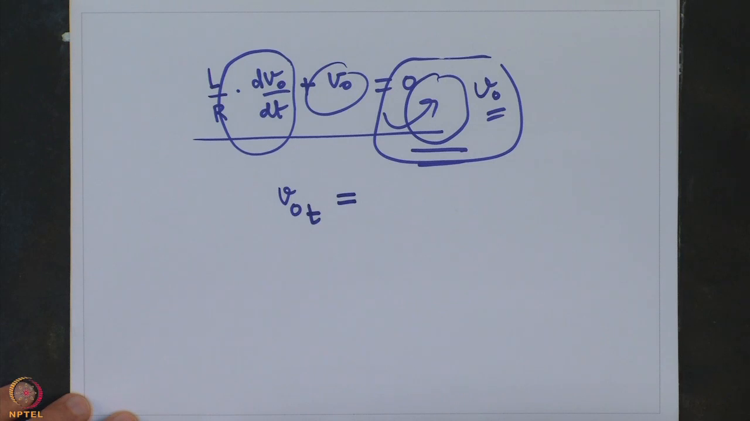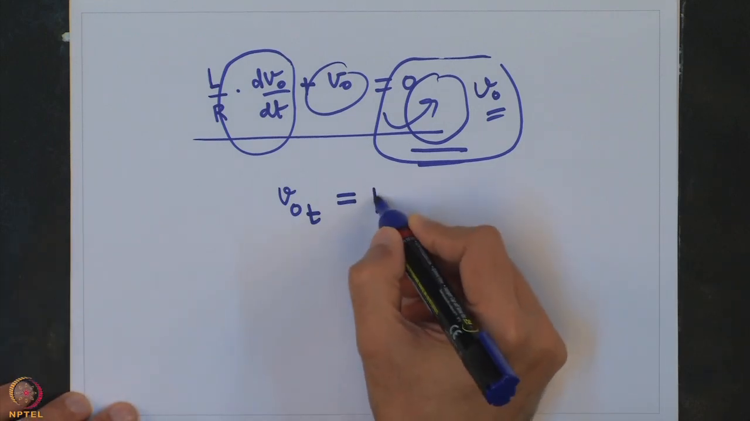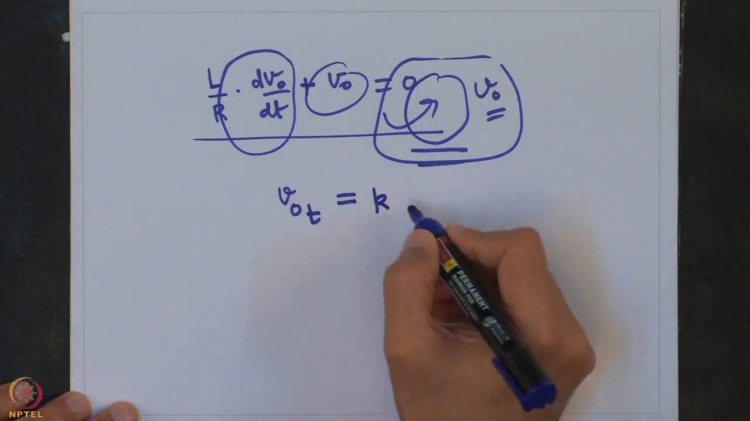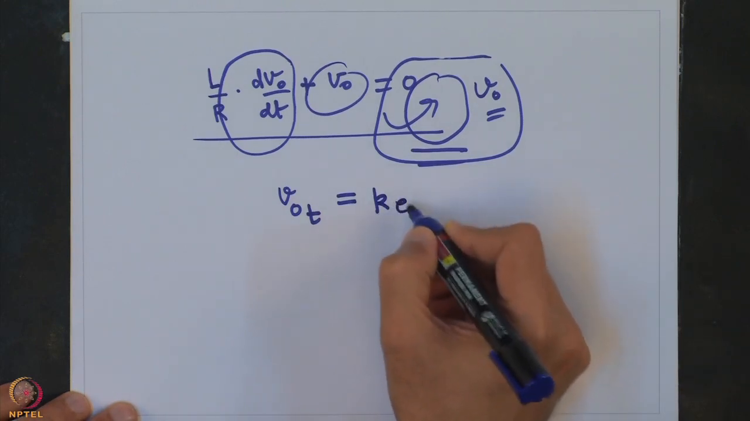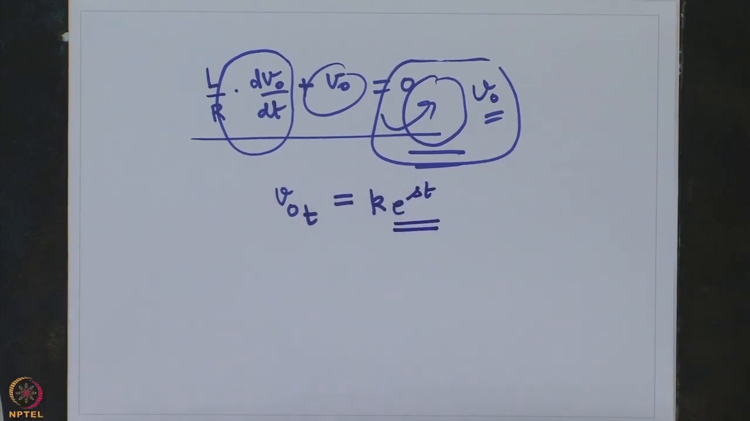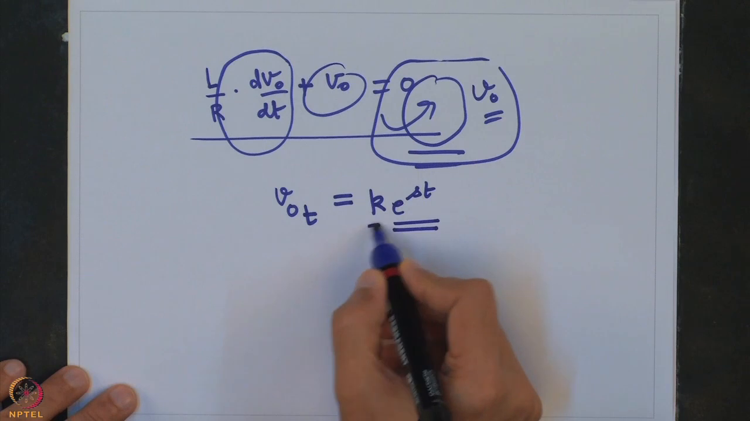Due to the presence of the elements L and R in the circuit, that is the solution we are trying to find out. And let us assume, by the explanation that I just gave you, that this has the form k times e raised to power st. So I am assuming that it is some exponential function with some constant.